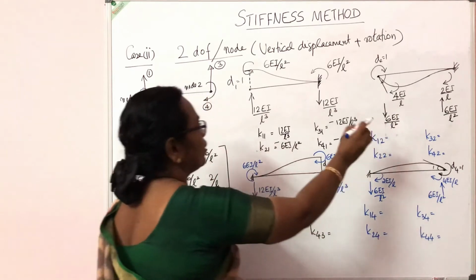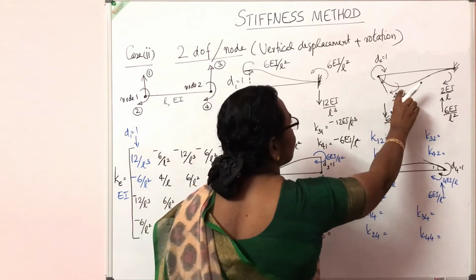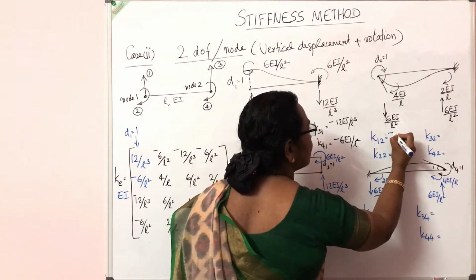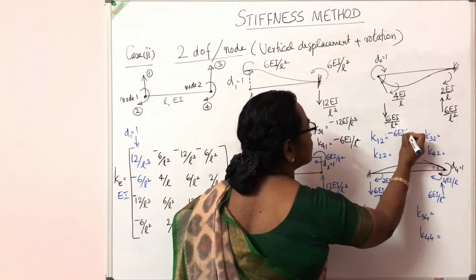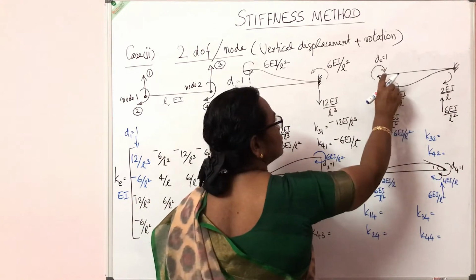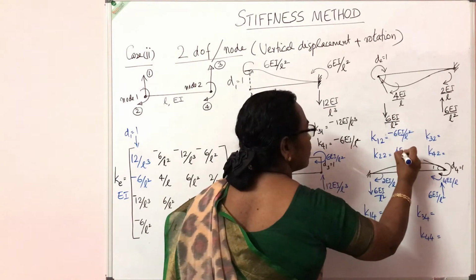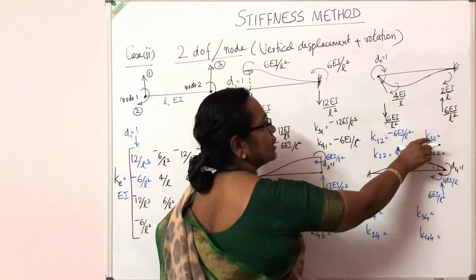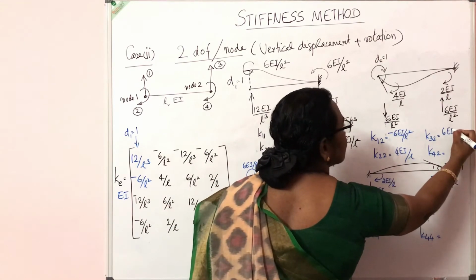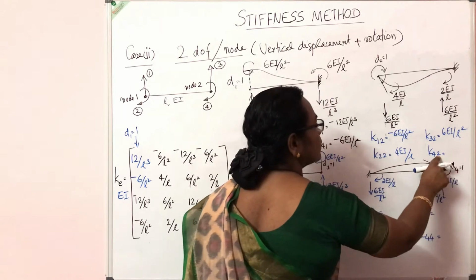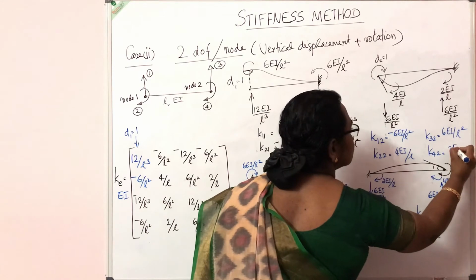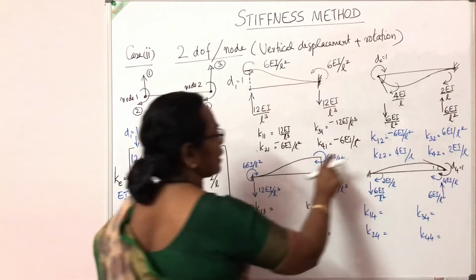So the second column, I will write it. K12, force developed in direction 1. Direction 1 is this one. It is 6 Ei by L square. Since it is downward, that is opposite to direction 1, minus 6 Ei by L square. K22, force in direction 2 is 4 Ei by L. Force in direction 3. Direction 3 is this vertical direction, 6 Ei by L square. And force in direction 4, due to unit displacement in 2, is 2 Ei by L. So that should be the second column.